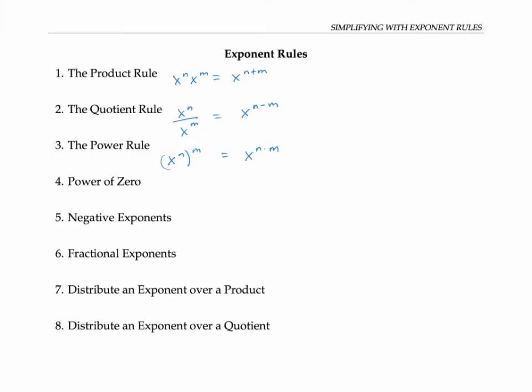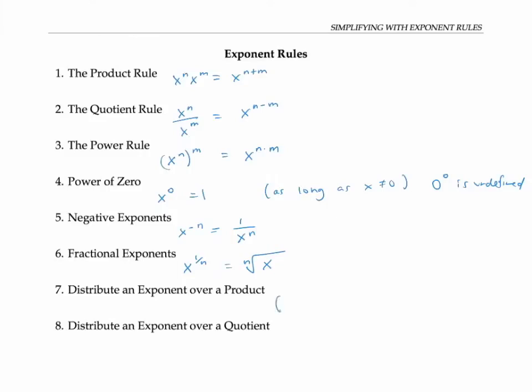The power of zero rule says that anything to the zero power is 1 as long as the base is not 0. Since 0 to the 0 is undefined, it doesn't make sense. Negative exponents: to evaluate x to the minus n, we take the reciprocal, 1 over x to the n. To evaluate a fractional exponent, like x to the 1 over n, we take the nth root of x.